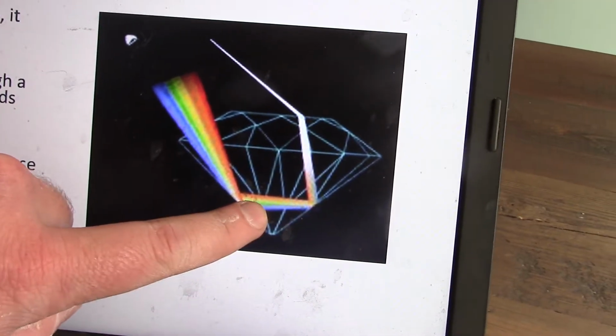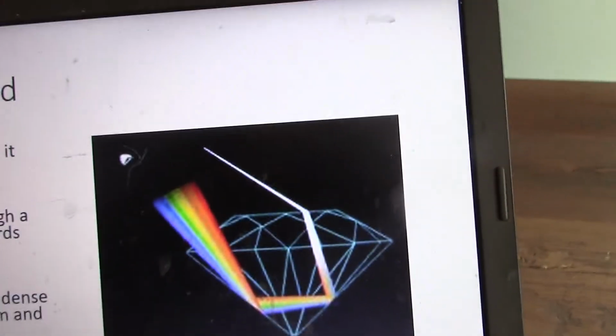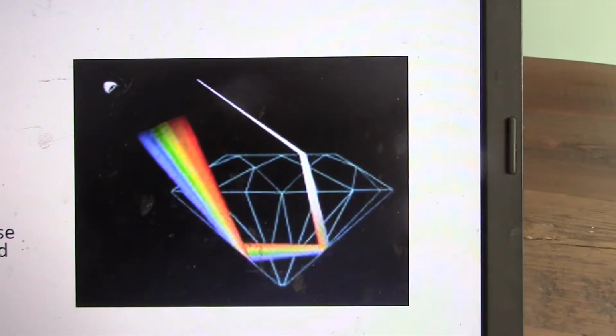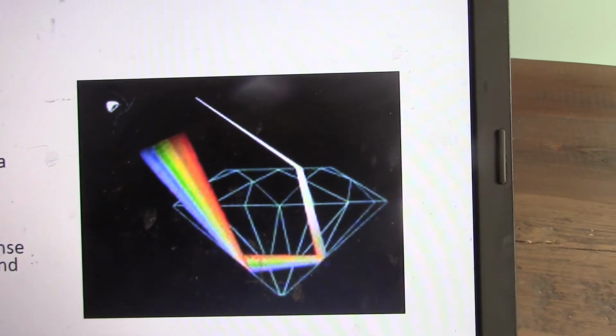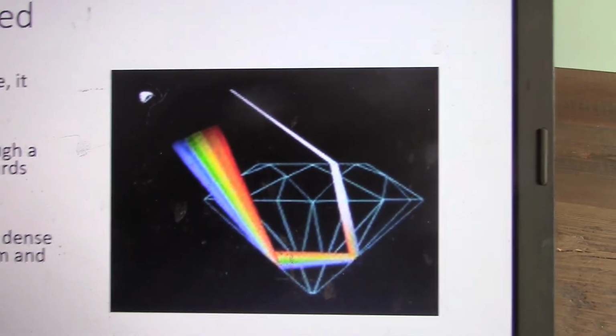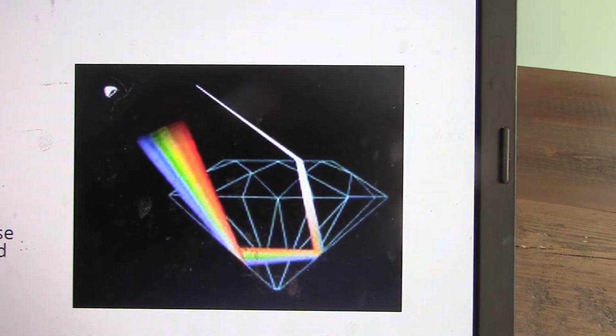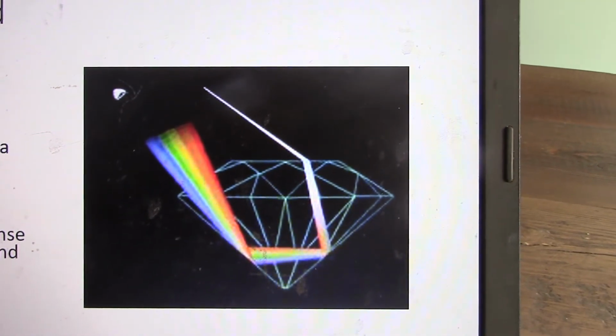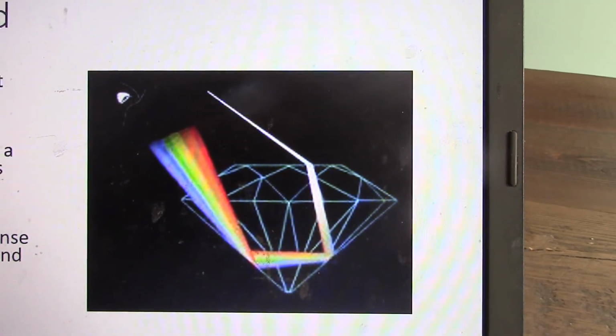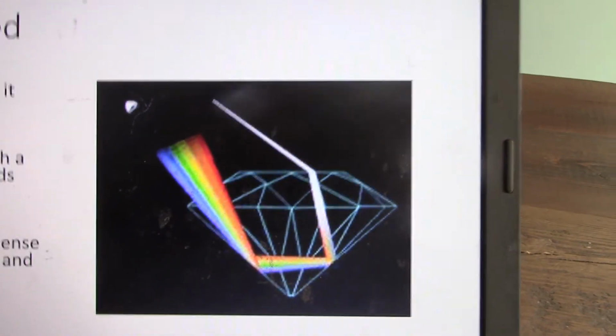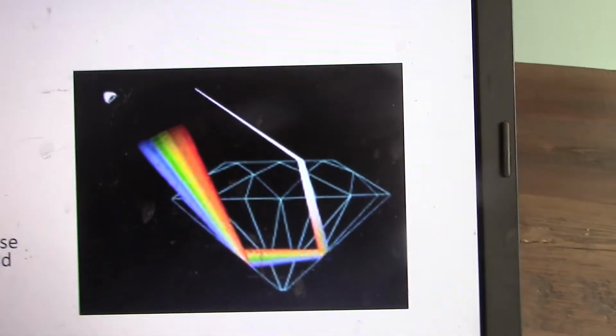Okay, so as white light moves into a dense medium, it will bend and reveal all its colors, and that's what happens in a rainbow. When light moves through water particles in the atmosphere, it reveals all of its colors, and that's how we get rainbows after rainstorms. Okay, so obviously this is a diamond or a prism.